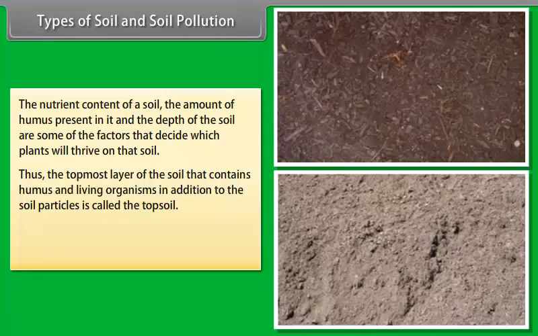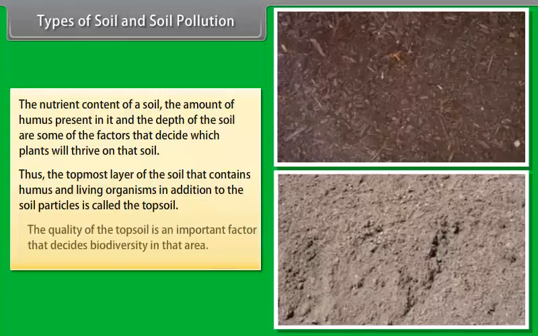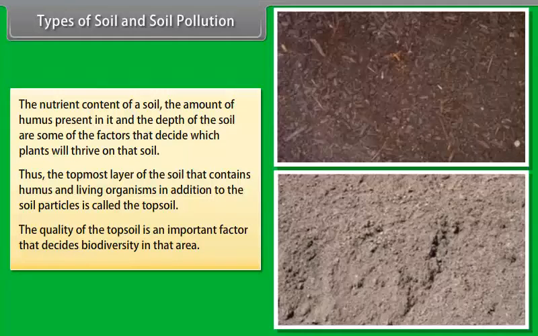Thus, the topmost layer of the soil that contains humus and living organisms, in addition to the soil particles, is called the topsoil. The quality of topsoil is an important factor that decides biodiversity in that area.